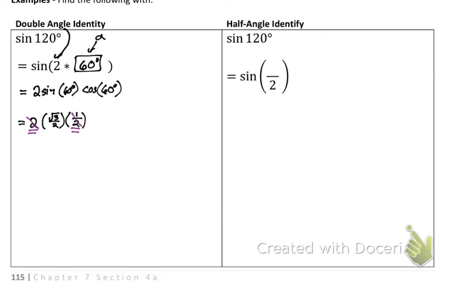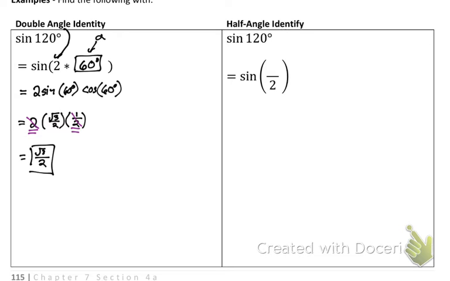Two times 1/2 is just 1, right? So we're just left with square root of 3 over 2. What's the sine of 120 if you look at your unit circle? Square root of 3 over 2. So we get the right answer. But the answer is not the important part here. It's that you can use the double angle formula.